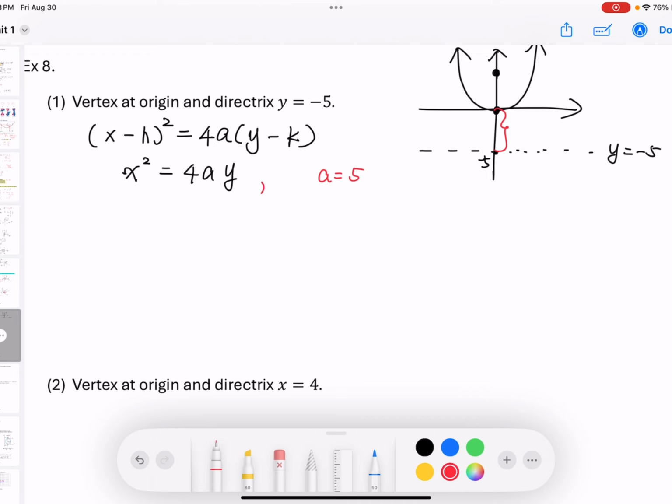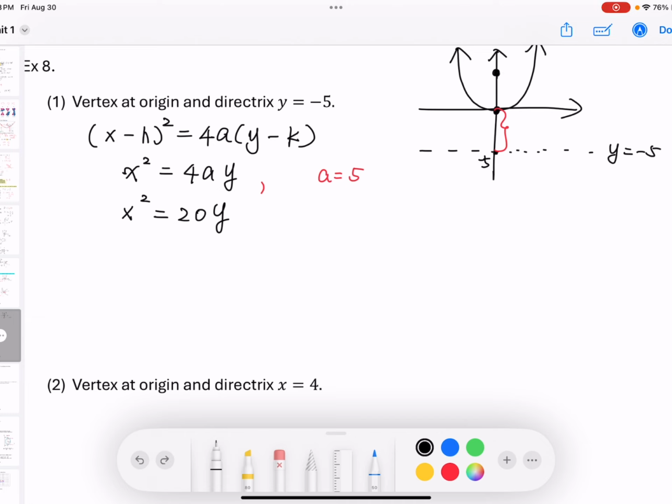So my equation is x squared is equal to 4 times 5, which is 20y. The directrix is given. And then the focal point. We need to find our focal point, or we say focus.